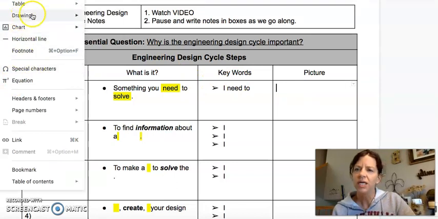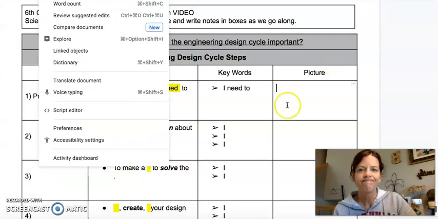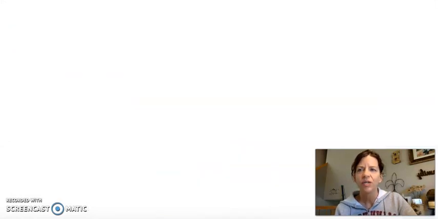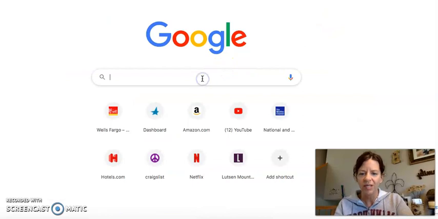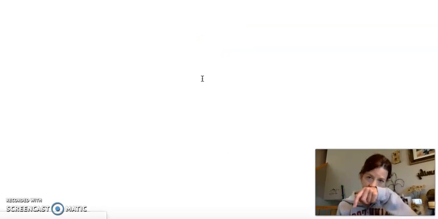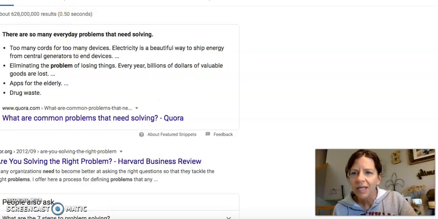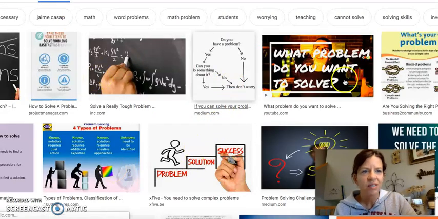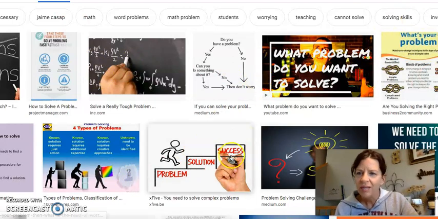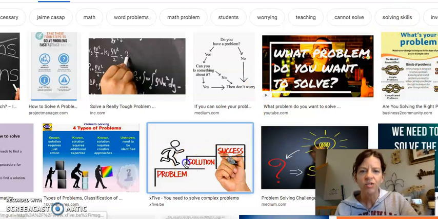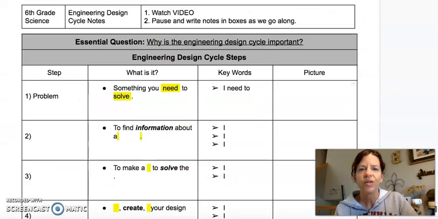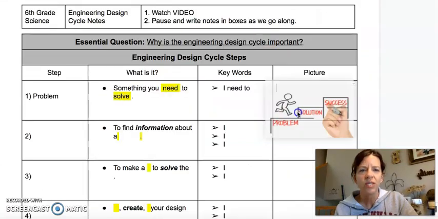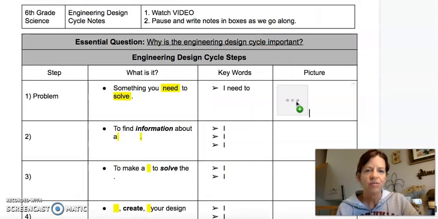I want to insert an image. I think what I'm going to do is I'm going to go over here to Google. I'm going to type in problem need to solve. All right, and I'm going to click on images, and maybe I want to say something. Any image would be fine. This image or this image. I'm going to drag this one in. Oops, sorry about that, students. This one, problem I need to solve.